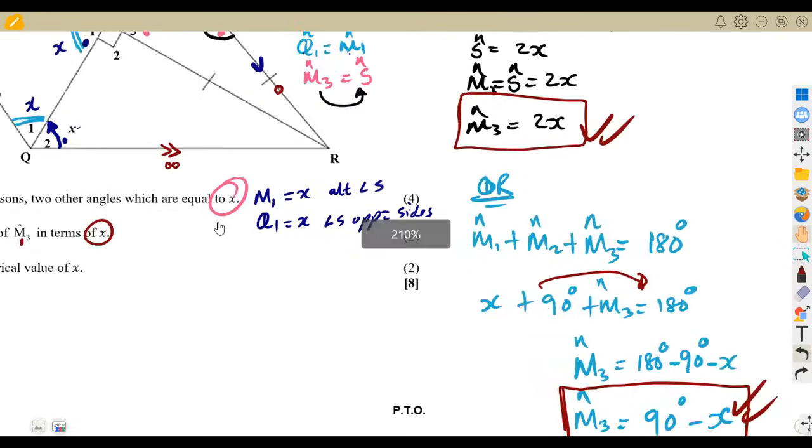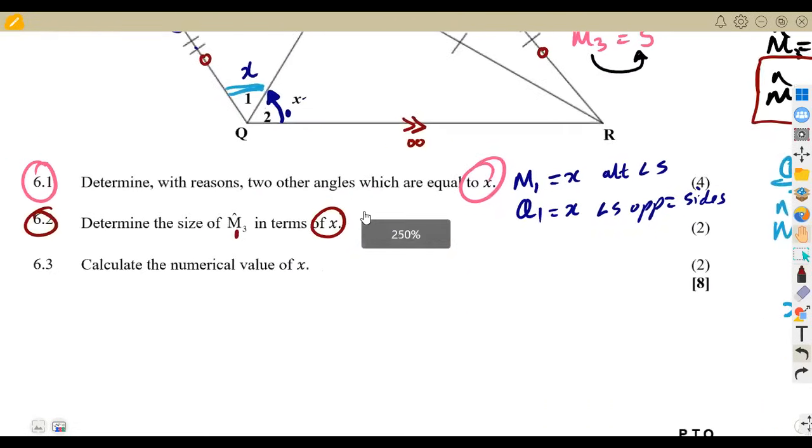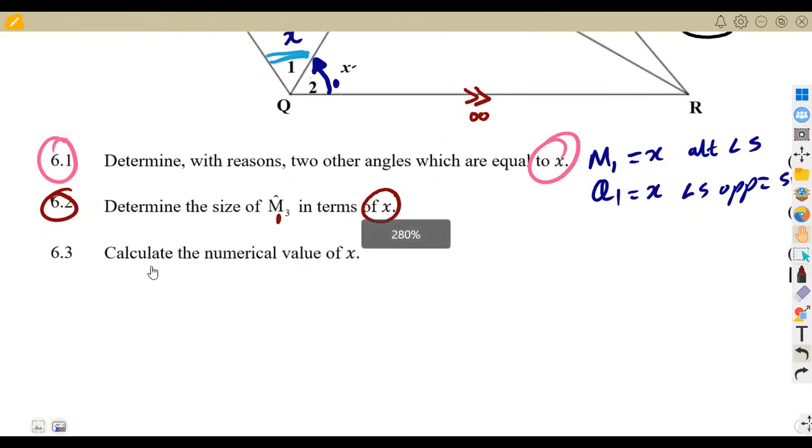All right, so now on question 6.2, they are asking you to calculate the numerical value of x. The numerical value is the number, like x is equal to 10 or x is equal to 50 or whatever. That is the numerical value that they are talking about here.